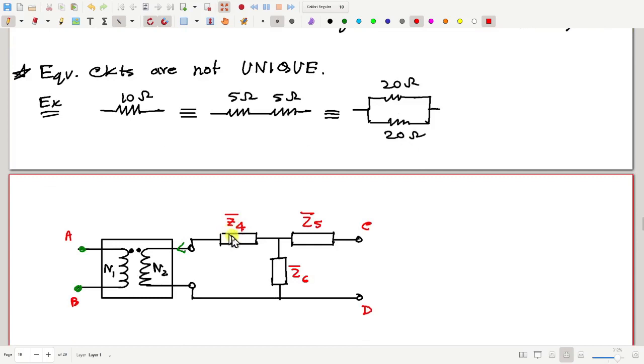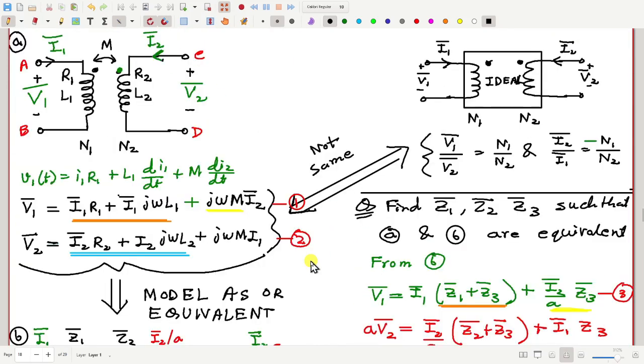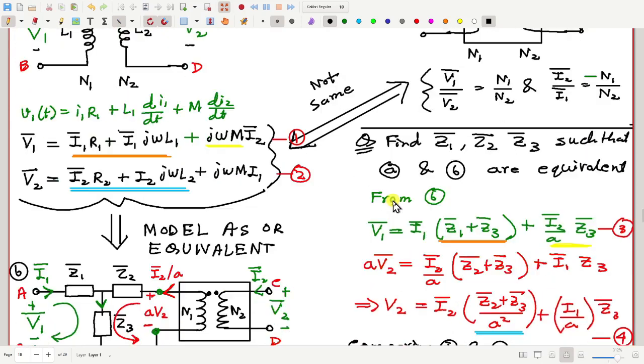How much should be the value of Z4, Z5 and Z6 such that this circuit, call it circuit C, and circuit A are equivalent? How to do that? You can once again follow this procedure as we did. Just write the equations relating the voltage and currents and then compare the equations. That is one way of doing it, as we already have done.